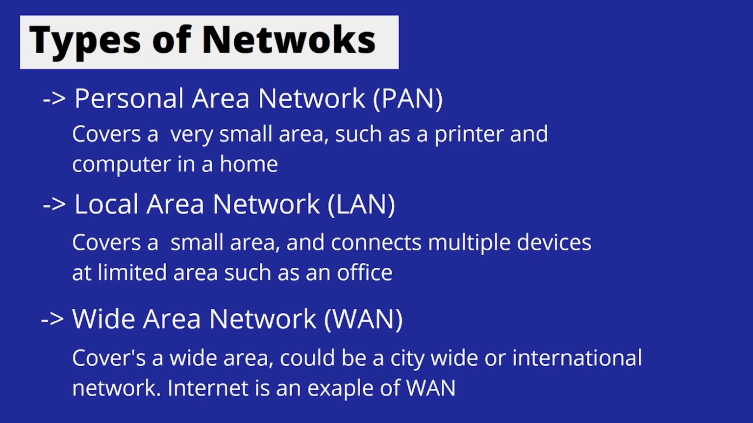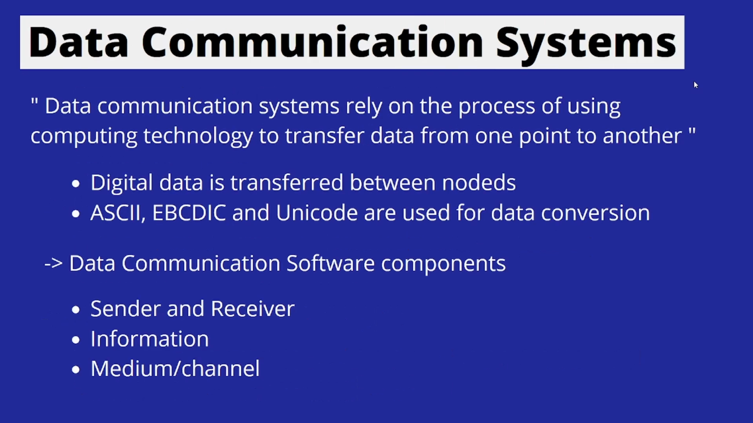Moving on, types of networks. First, we'll be discussing the personal area network. This PAN covers a very small area. Could be a simple connection between your PC and the printer in your home. Next, it's the local area network, LAN. This covers a small area such as an office space, and it connects multiple devices in this small space. Whereas a wide area network covers a very big area. It could be citywide or even an international network. The internet is an example of a wide area network.